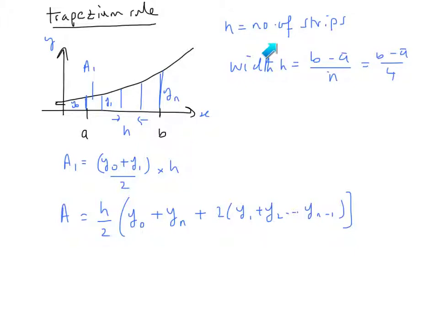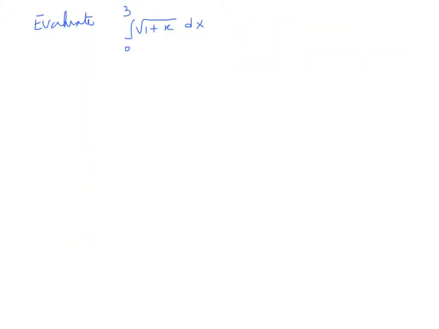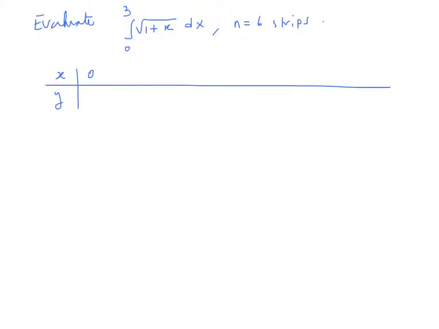So let's apply the trapezium rule to a problem and see how it works. Say we had to work this out using the trapezium rule, and let's just say n equals 6 strips. So we're going to work out this area using the trapezium rule with 6 strips. The first thing we could do is draw a little table, which would probably be helpful. We can have x over here and y over here. Let's just draw a straight line, and we'll start from 0.